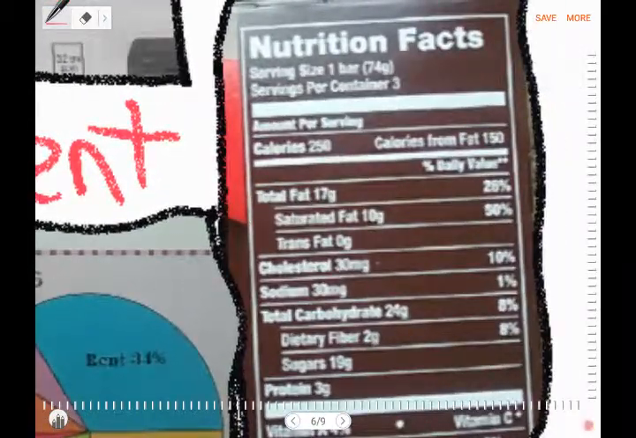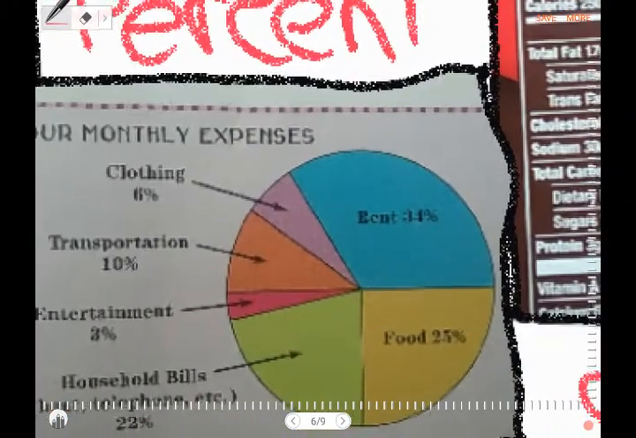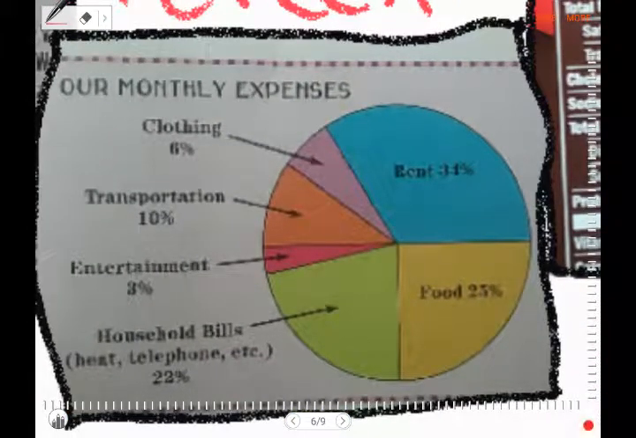How about on the food we buy? Nutritional facts. Here's saturated fats. The daily allowance is 50%. Cholesterol, 10% of the daily allowance. Look at this budget report. Rent, 34% of the budget. Food, 25% of the budget. Transportation, 10% of the budget.